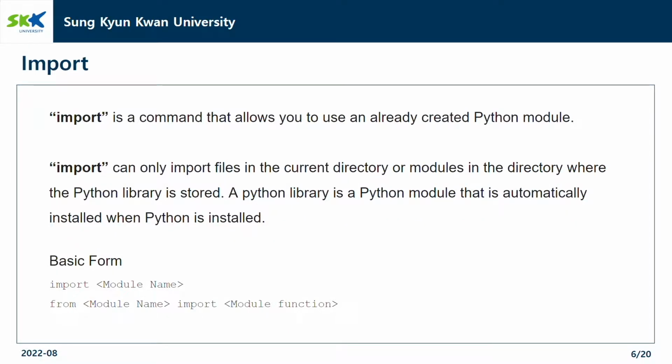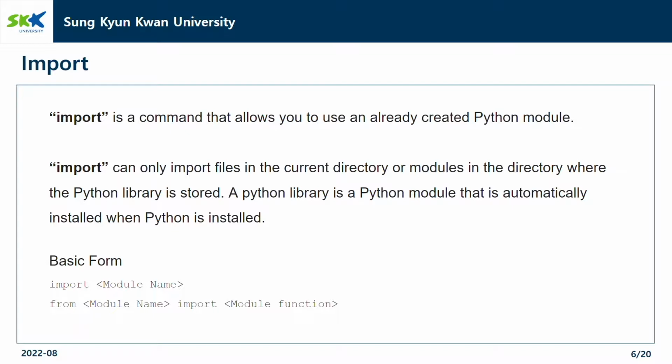So, how do we load and use our module in Python? To do this, we first need to know what an import is. Import is a command that allows you to use an already created Python module. Import can only import files in the current directory or modules in the directory where the Python library is stored. A Python library is a set of Python modules that is automatically installed when Python is installed.